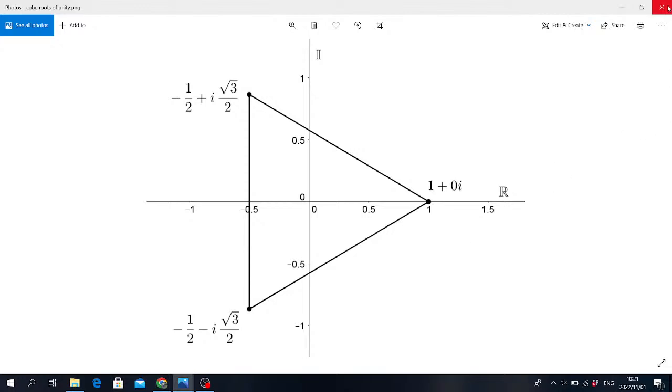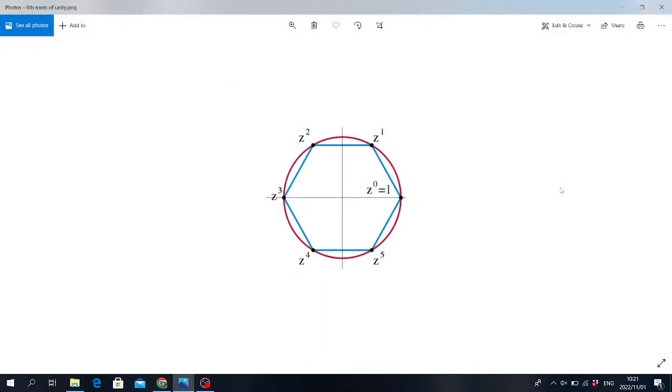And if n is equal to 6, so we want the 6th roots of unity, this is what it would look like. So if you plot the complex numbers there, z0, z1, z2, z3, z4, z5, and join them, you can see that they make a regular hexagon, and they are all passing through a unit circle with center 0, and that is it.